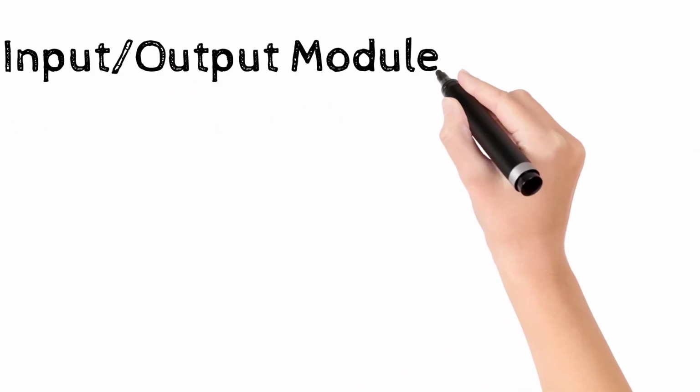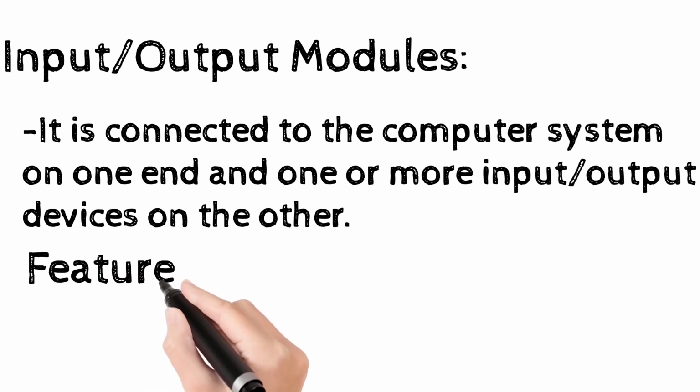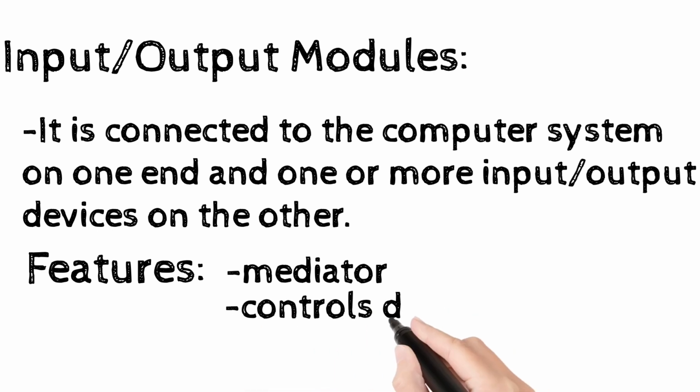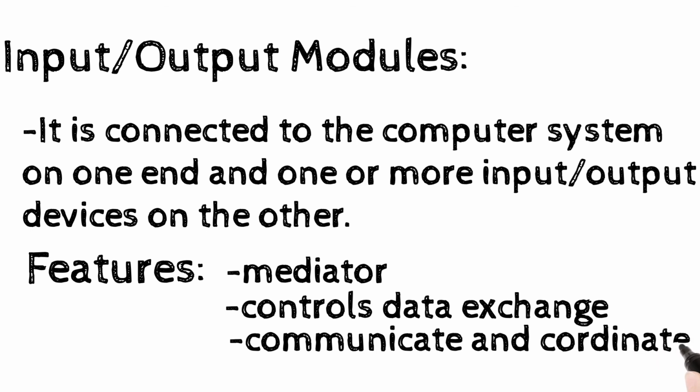Input output modules. The input output module is normally connected to the computer system on one end and one or more input devices on the other end. The features of input output modules are: first, it acts like a mediator between the processor and the input output devices. It controls the data exchange between the external devices and the main memory. It should not only communicate the information from CPU to input output device, but it should also coordinate these two. An input output module provides an interface internally and also externally.